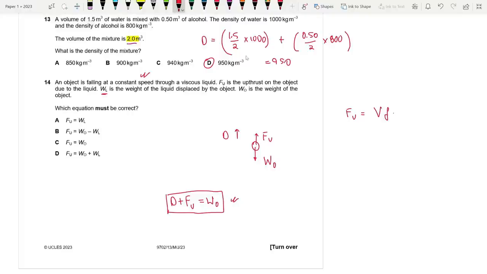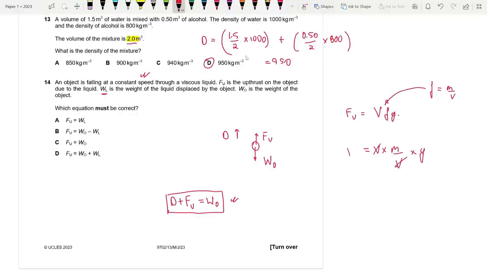It's V rho G. Now you also know that density equals mass by volume. So here the rho refers to the density of the fluid that the object is moving in. So it's mass by volume. I can replace this density by mass by volume into G.